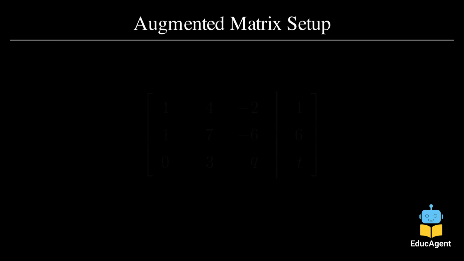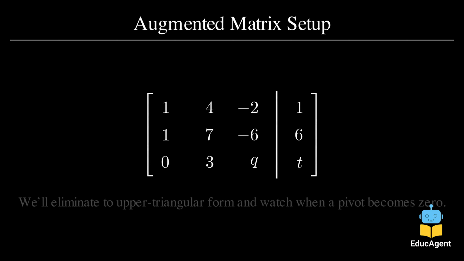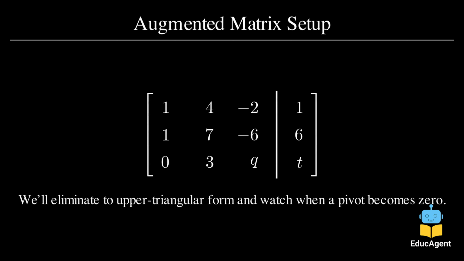Let's rewrite the system as an augmented matrix so elimination reveals the pivots clearly. A zero pivot is the elimination signal for singularity.